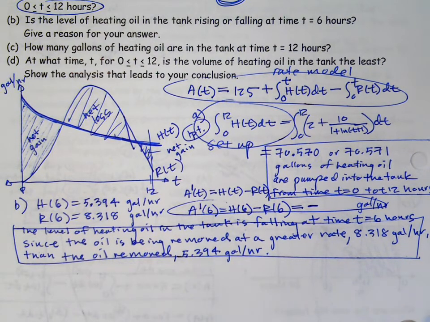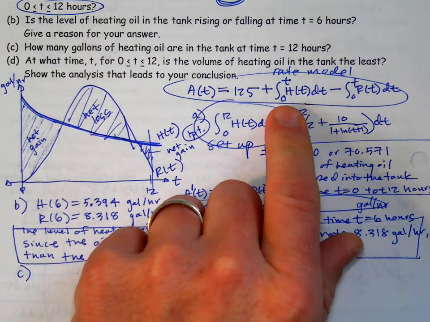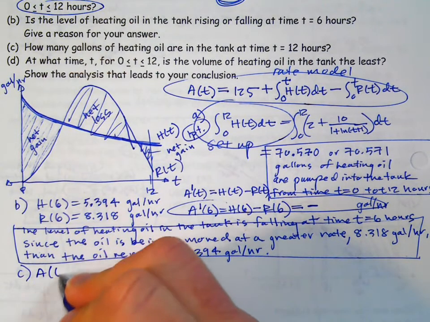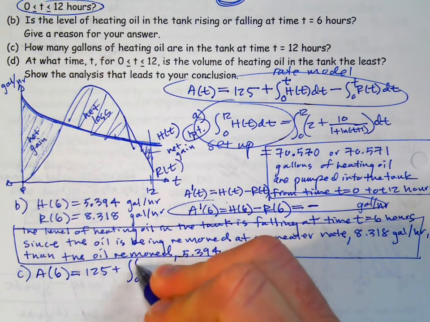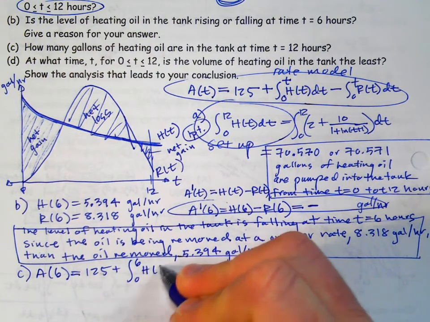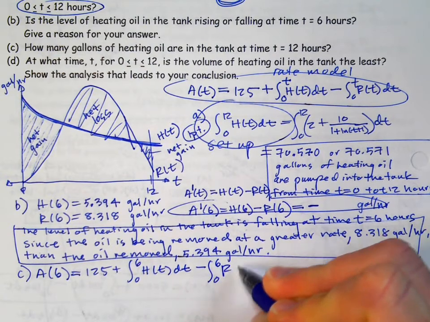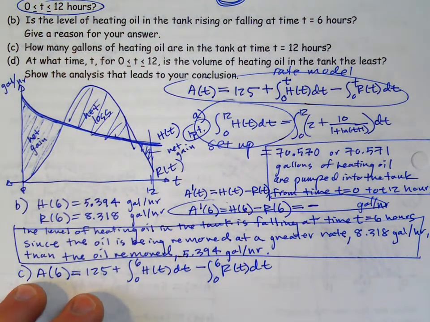Now, part C says how many gallons of heating oil are in the tank at time 12 hours. So part C is the most straightforward question, where we're going to use our whole rate model and just find the amount of oil at time 6. So we got to show our work. A6 equals 125 plus integral from 0 to 6 of H(t) dt minus integral from 0 to 6 of R(t) dt. That's your setup. That's worth often more points than your final answer.